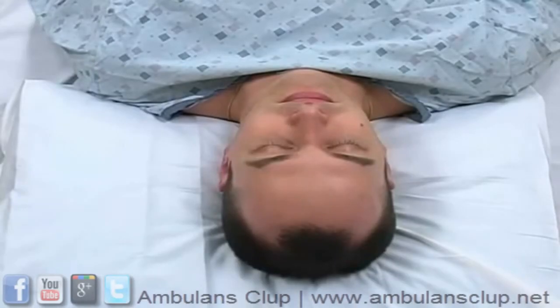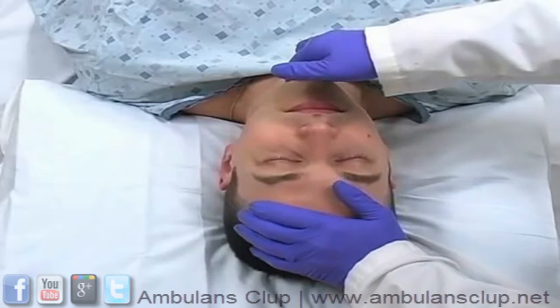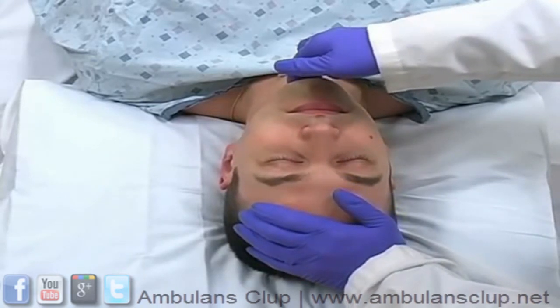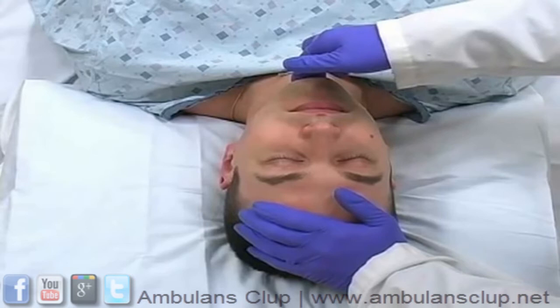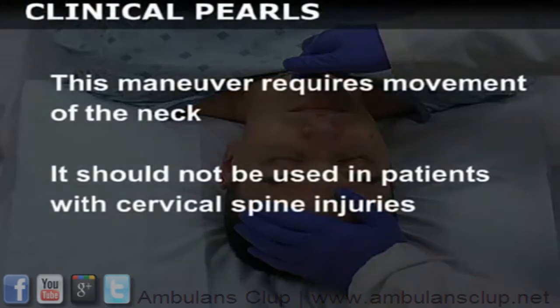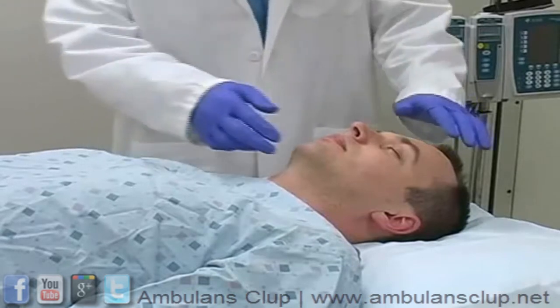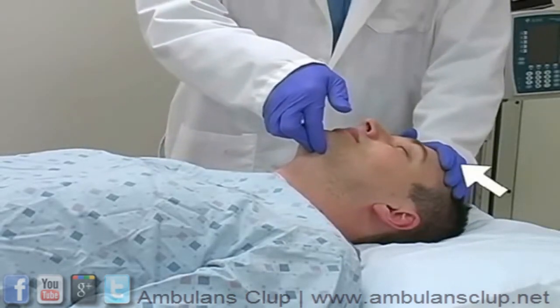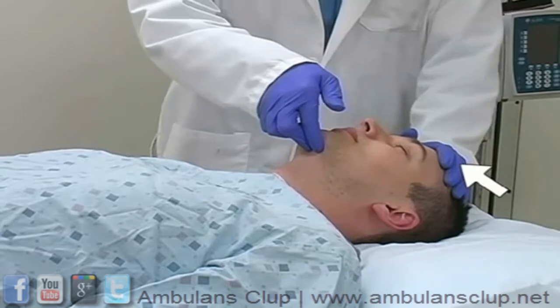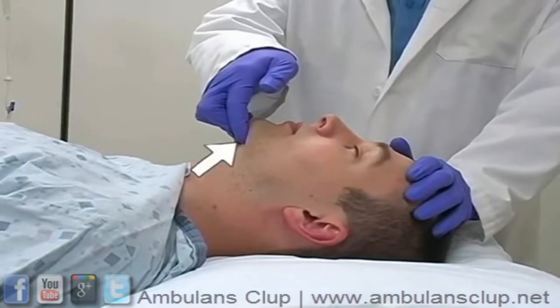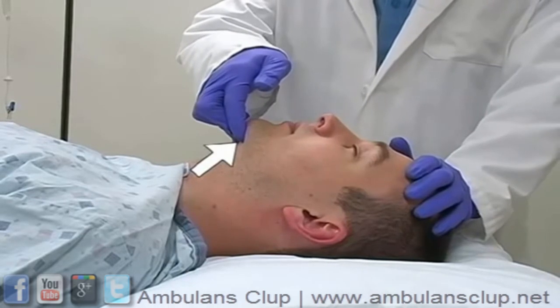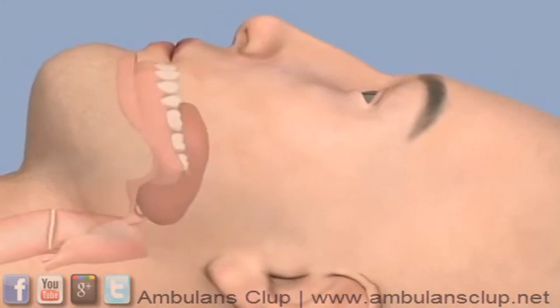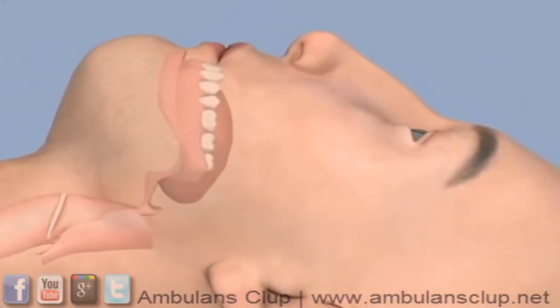The head tilt chin lift maneuver is a simple technique that can be used to relieve upper airway obstruction caused by oropharyngeal soft tissues. This maneuver requires movement of the neck and should not be used in patients with suspected or known cervical spine injuries. To perform the head tilt chin lift, use one hand to apply downwards pressure on the patient's forehead. Use the tips of the index and middle fingers of your other hand to lift the mandible at the midline and then gently extend the patient's head. This lifts the tongue away from the posterior pharynx and improves airway patency.